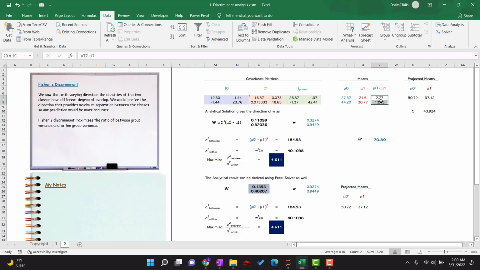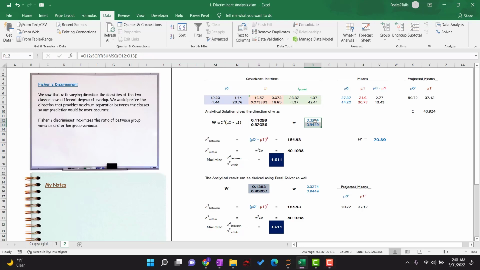So I got mu0 minus mu1, and I have the pooled sigma variance covariance matrix. Using these two, I calculate W, the direction of W. That is important. I'm using the same formula: matrix multiplication of the inverse of the pooled variance covariance matrix times the difference of means. This is what I get. Now I can convert this to a unit vector. Just divide it by its length. That's all.